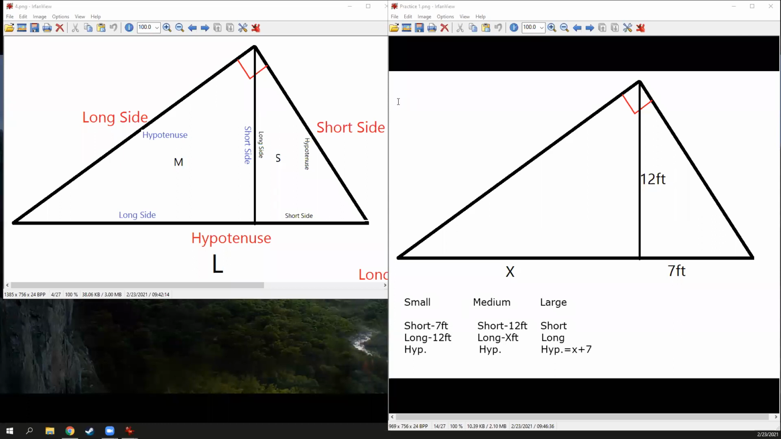So all you have to do is make sure, let's say I'm going to start with a small triangle on top, and I'm going to start with the short side. So small triangle, short side, over, I'm comparing it to the medium triangle's short side. I have to compare the same sides in each triangle. So short over short, long over long.